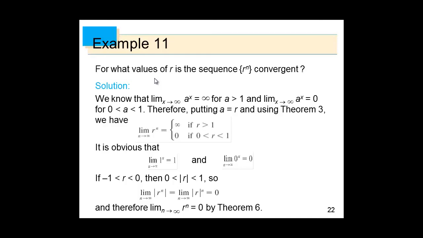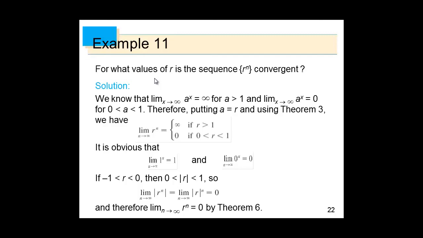What happens when r is between -1 and 0? In that case, I could say that the limit of the absolute value of r to the n is the same as the limit of absolute value of r to the power n. But now, I have a positive number here, right? If r is between -1 and 0, then absolute value of r is between 0 and 1. In that case, the limit is 0. So the limit of absolute value of r to the n is 0.